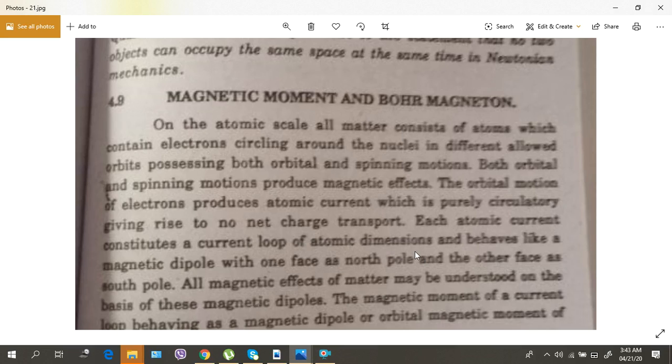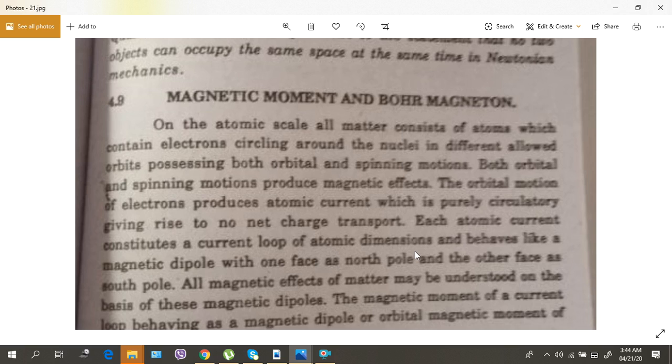Now basically in this lecture we find out the relation between magnetic moment and Bohr magneton. What is magnetic moment? Basically in the case when an electron is revolving around the nucleus, we know that the electron is a charged particle, and on the atomic scale all matter consists of atoms. We know that all matter consists of atoms which contain electrons, and that electrons are circling around the nuclei in different allowed orbits. So it means that these electrons possess both orbital and spinning motion.